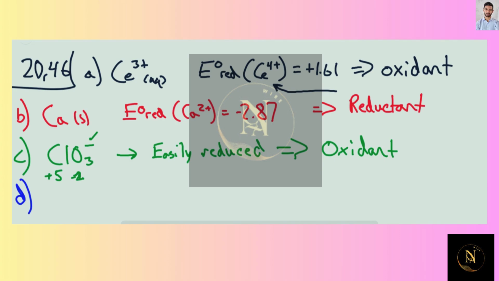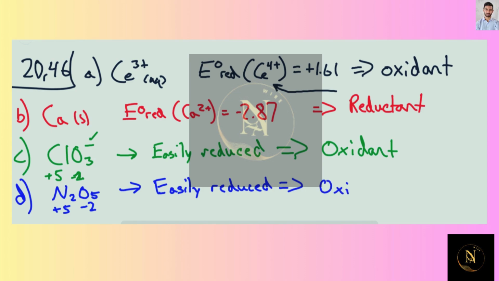In part D, we're given N2O5. We can do the same thing as we did for part C. We have -2 here, which means that this nitrogen is a +5 since we have -10 coming from the oxygen. And the same thing here, nitrogen normally has a less positive value, so it's more likely to gain electrons. It's easily reduced, which means it's going to take electrons and act as an oxidant.